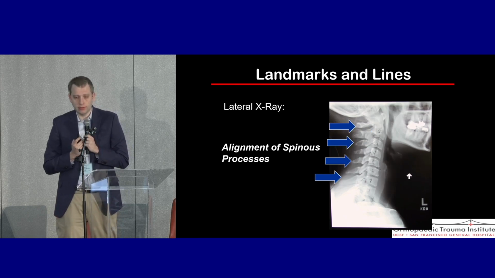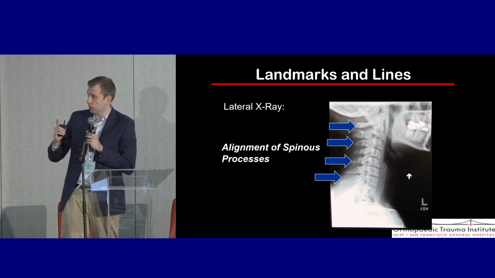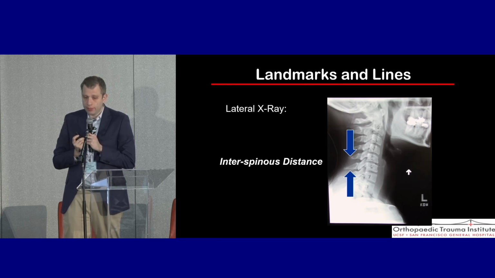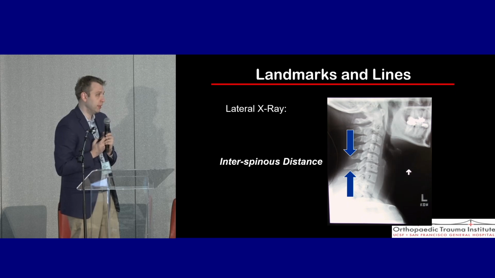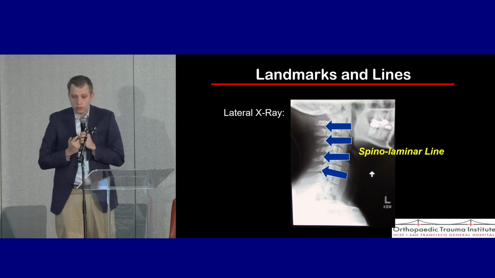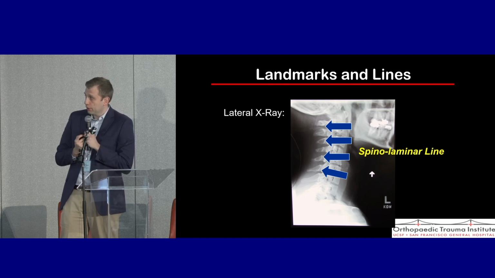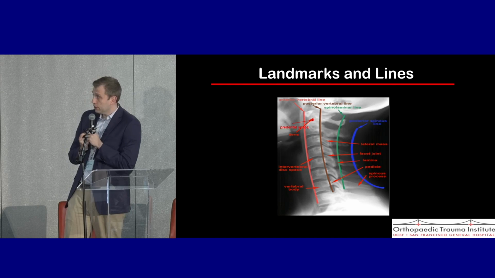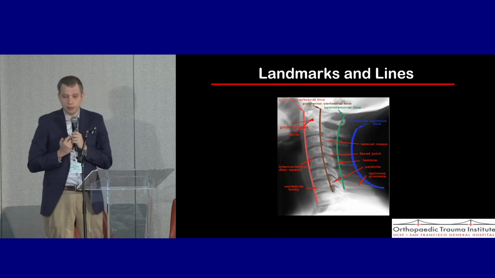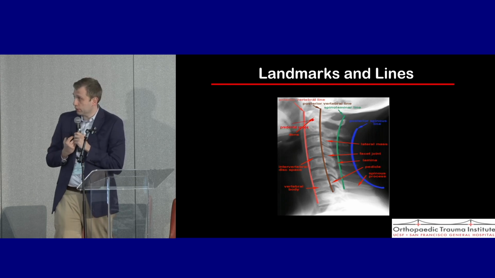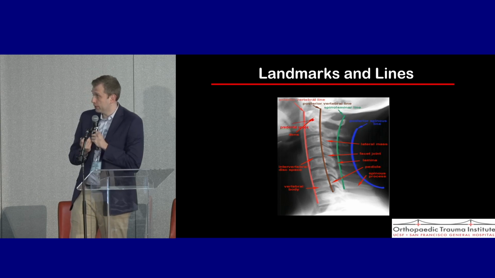You want to also evaluate the continuity of the posterior longitudinal line, which is the posterior vertebral bodies. You want to check the alignment of the spinous process, make sure that, again, there are no step-offs on imaging, and that the interspinous distance is maintained throughout the length of the cervical spine. You want to also look at the spinal laminar line and make sure that that is continuous and doesn't have any breaks in it. And so in summary, these are your 4 lines that you look at on your typical lateral x-rays, and you want to make sure that the facet joints, which are those shingles over there, are actually shingled and not jumped as well.